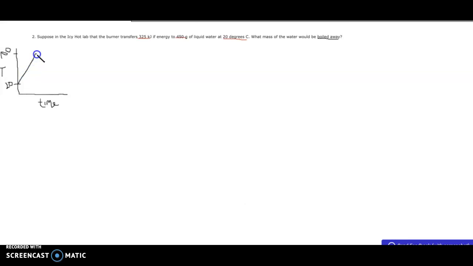And then what happens? We start to have our phase change, which is a constant temperature. Okay. So looking at this, we have two segments. We have Q1, and then we have Q2. And what we're really trying to find here is what mass of the water would be boiled away. So the mass of the water during that phase change during Q2. But first we have to figure out what Q1 is. So that's going to be our first step.